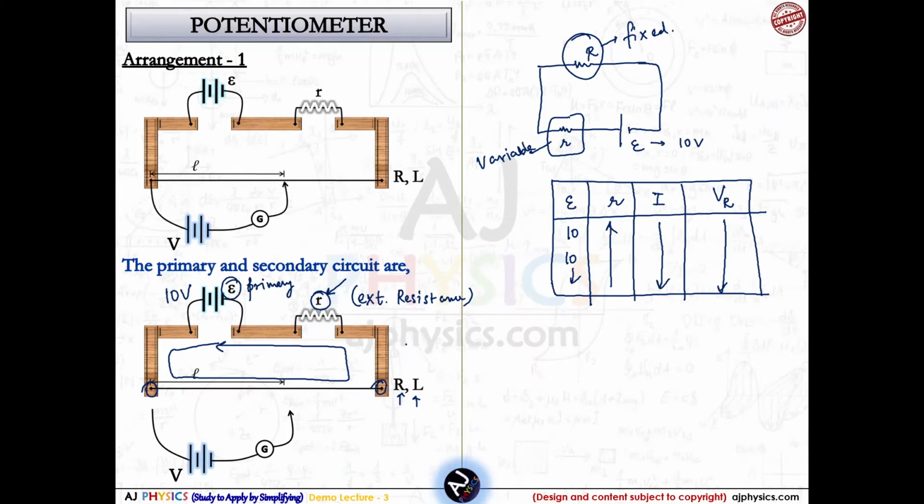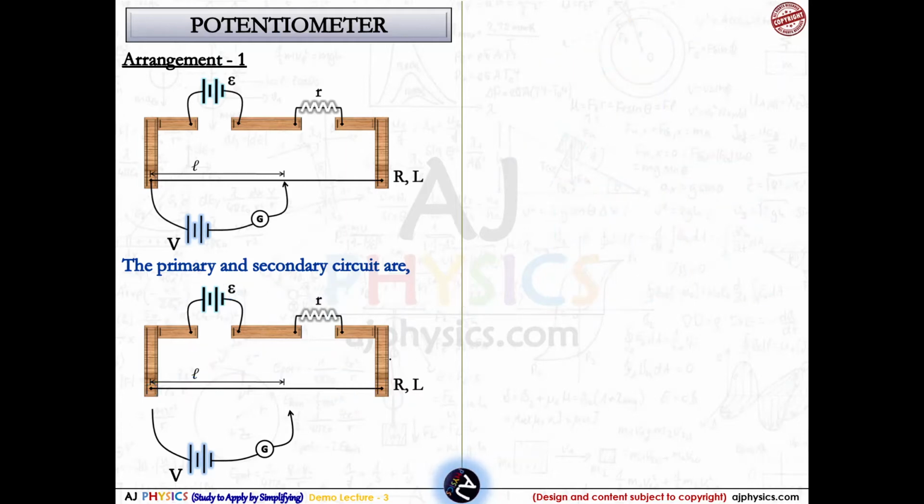Now the basic thing is, let us suppose the voltage which is set up across the wire is 8 volts. And while performing the experiment, to attain the balance point, you have to choose this battery, or you have to choose the voltage of this battery.